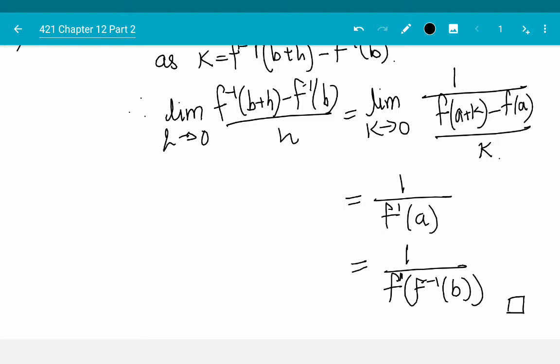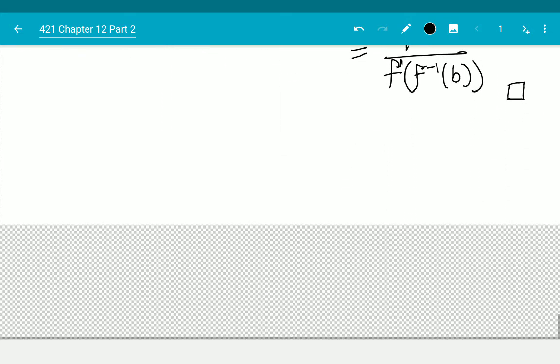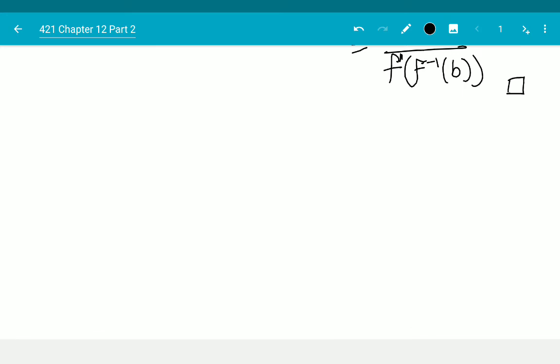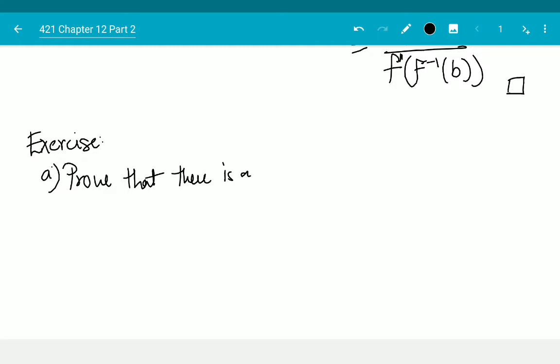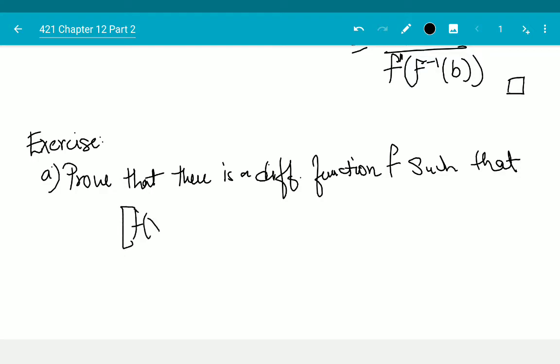Let me do an example, actually. Let's do a couple of examples since we have time in this one. So that's the final theorem, that's the final result. Exercise. Part A: prove that there is a differentiable function f such that f of x to the 5 plus f of x plus x is equal to 0.